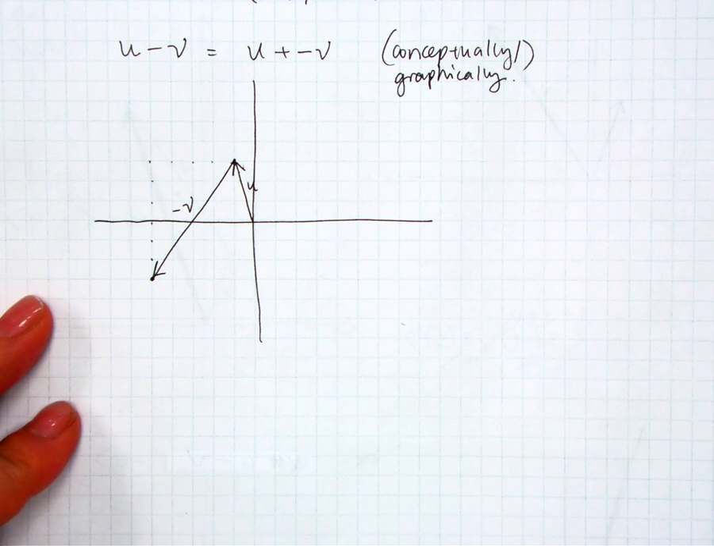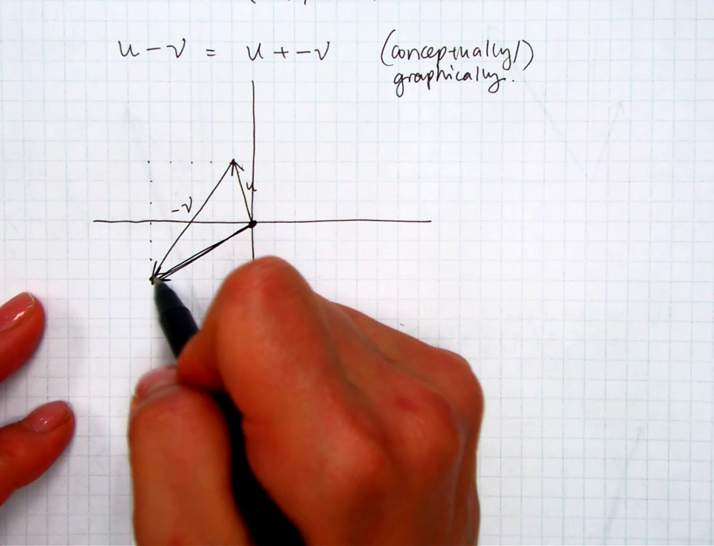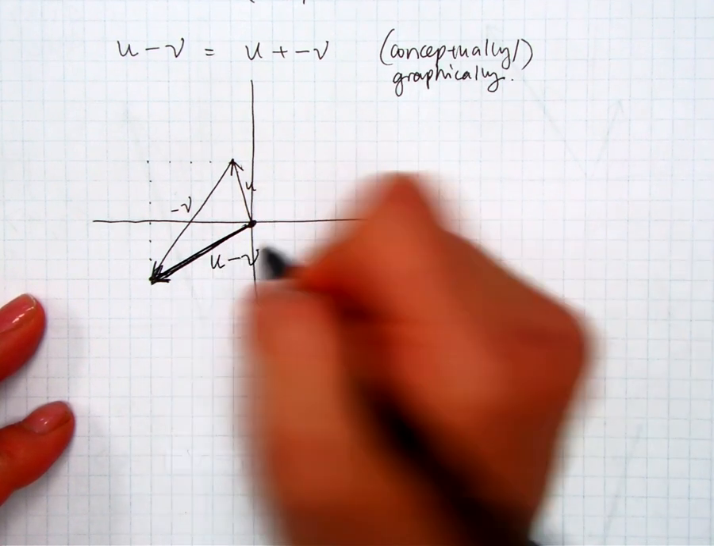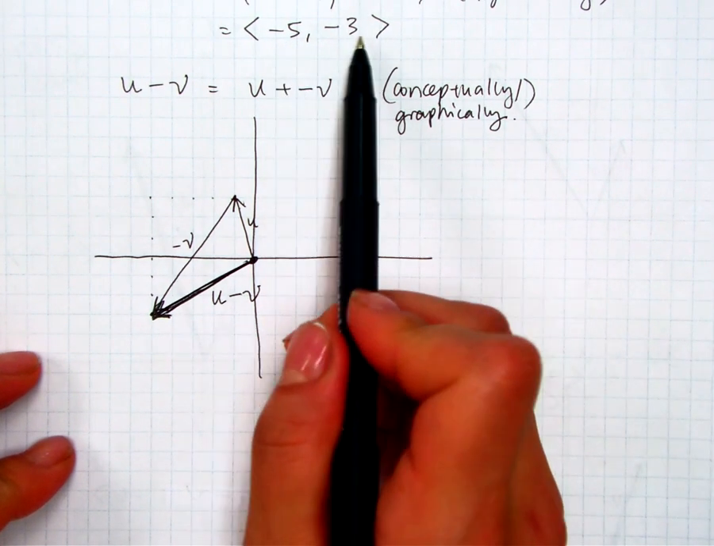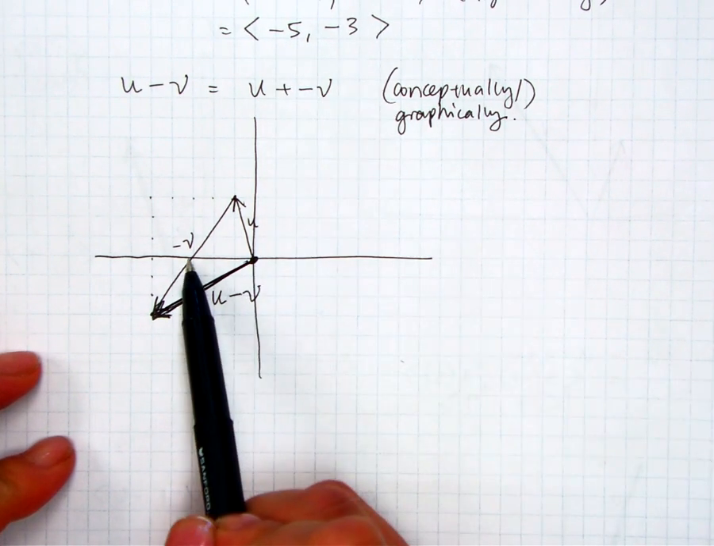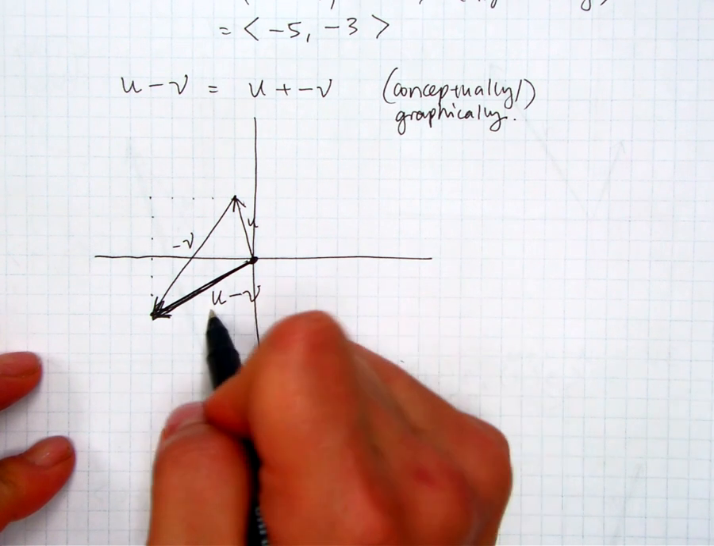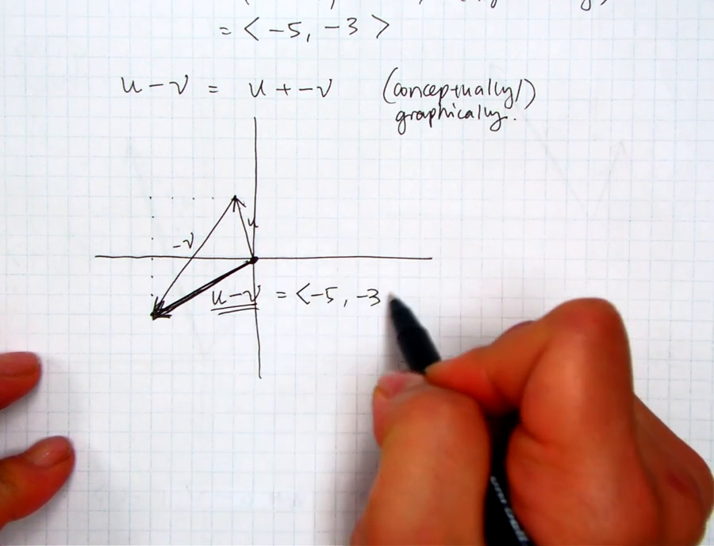So where is the vector? What is the vector u minus v? It's from here out to here. This is the vector u minus v. And if you take a look, it should be negative 5, negative 3: negative 1, 2, 3, 4, 5, negative 3. This is my vector u minus v at negative 5, negative 3.